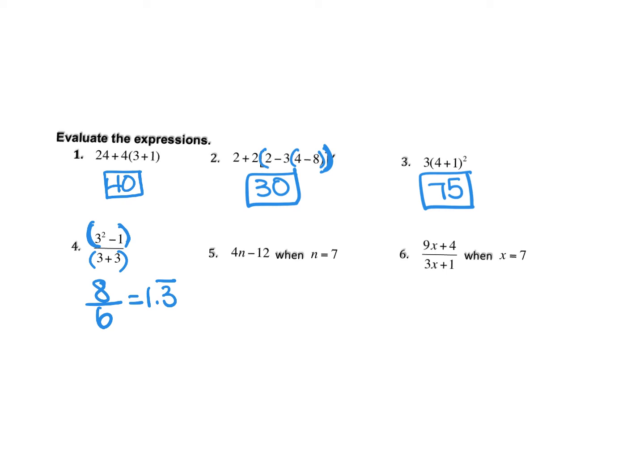All right, so for number 5, we have 4n minus 12. So we have 4 times 7 minus 12. And again, I'm just going to enter this in the calculator. You do the same, and you should get 16.